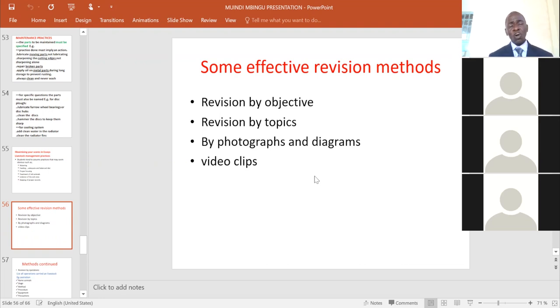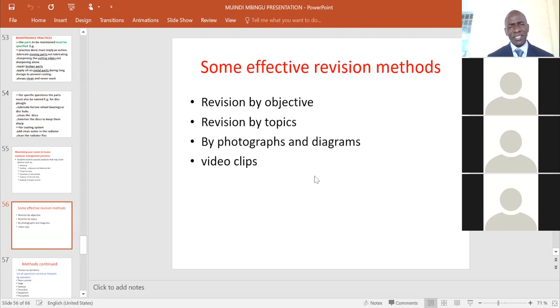Revision by topics is common. Need not to talk so much about it. Revision by photographs. And here, when you feel tired as a candidate, you can play with a textbook like a standard 3 kid. Flip through the pages, and where you come across a diagram, try to internalize, familiarize yourself with the diagram or a photograph by asking the following questions.